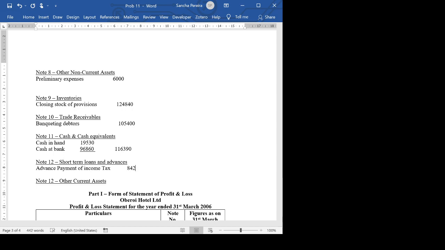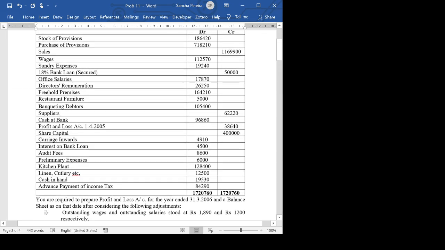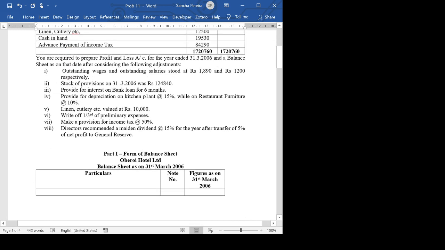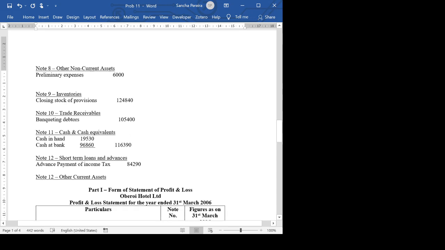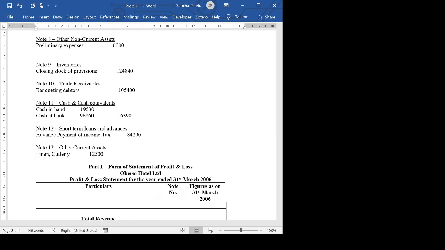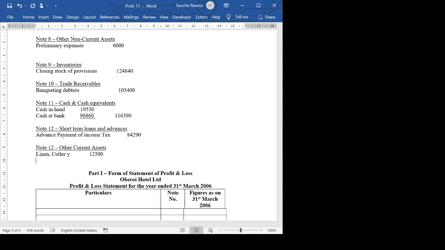Eighty-four two nine zero, and finally we have other non-current assets. We will have here, I think, linen cutlery. That's what we are going to have. Yeah, linen cutlery. That's it. We'll have depreciation also on this, 12,500. Okay, there's going to be depreciation. So we are done with the balance sheet notes.